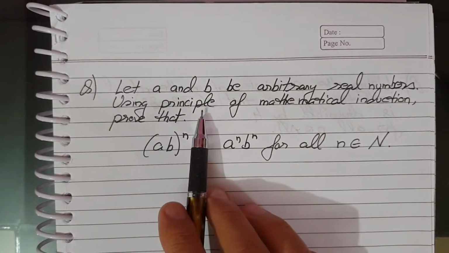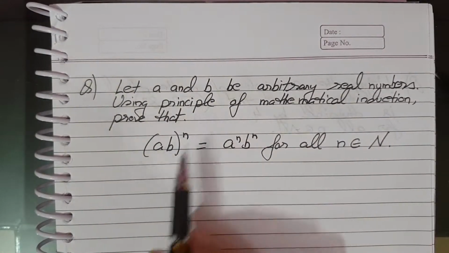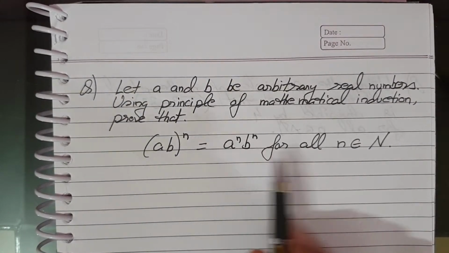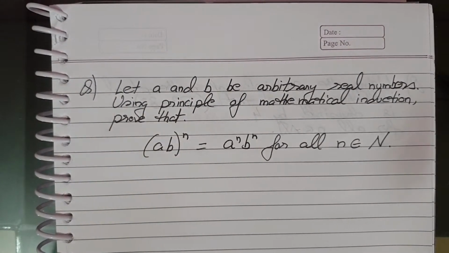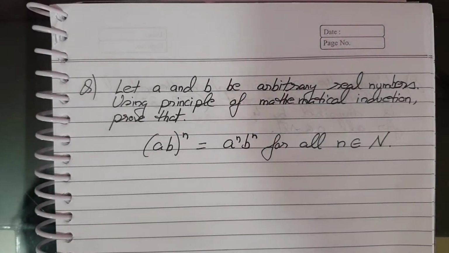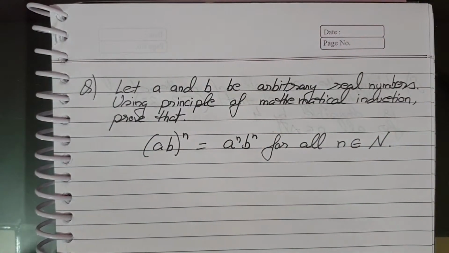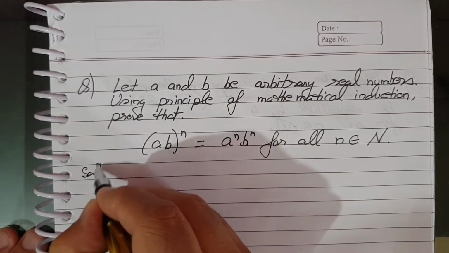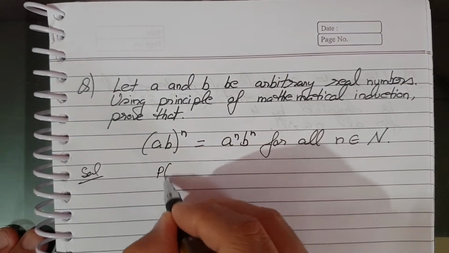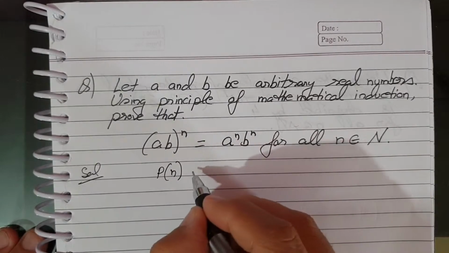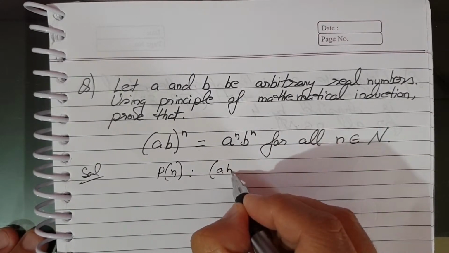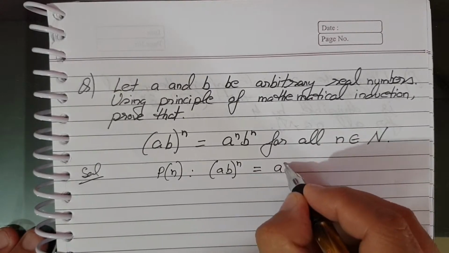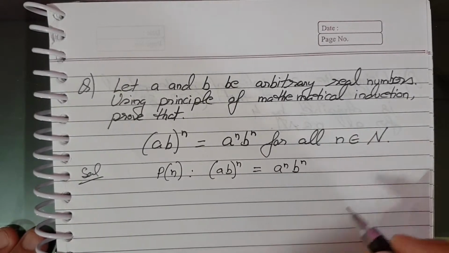Our first example is: let a and b be arbitrary real numbers. Using the principle of mathematical induction, prove that (ab)^n equals a^n b^n for all n belonging to the natural numbers. Now let the given statement be P(n). Then P(n) is (ab)^n equals a^n b^n.